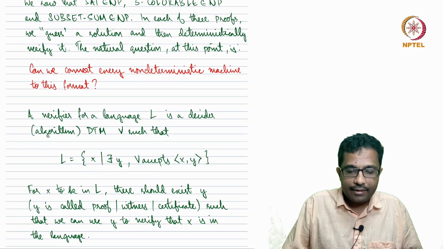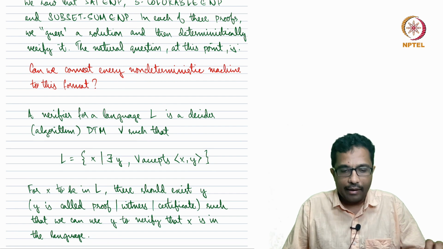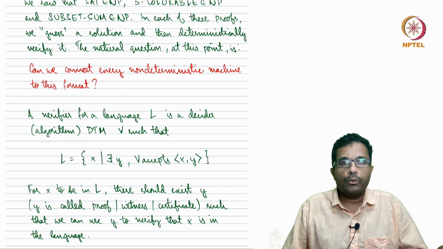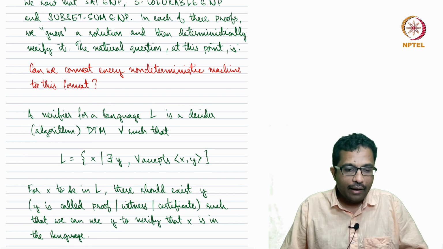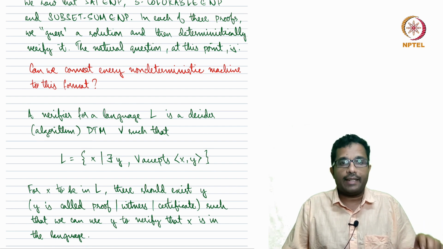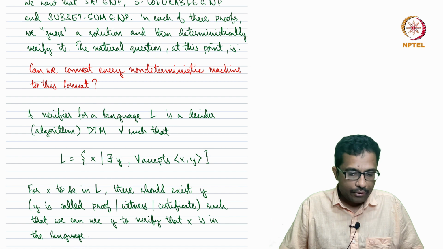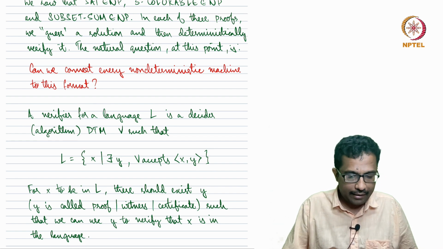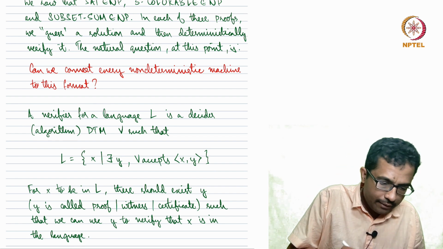The answer is yes, any non-deterministic Turing machine can be converted into a guess and verify non-deterministic Turing machine, and in particular we will see this guess and verify model specific to the class NP. We'll first formalize this notion of guessing and verifying and then see the characterization. So first we'll define what is a verifier.